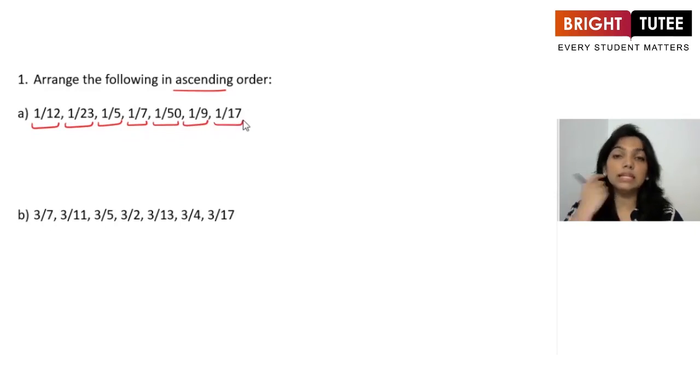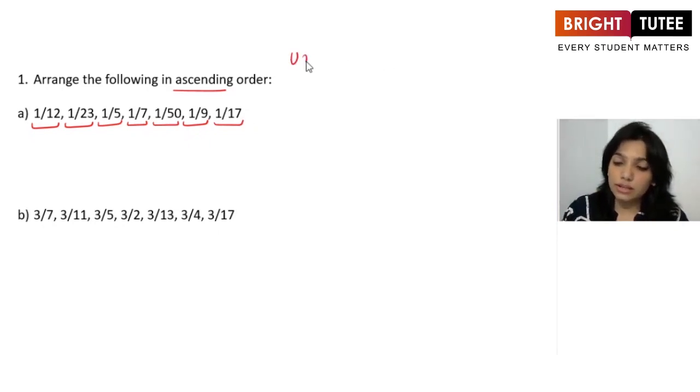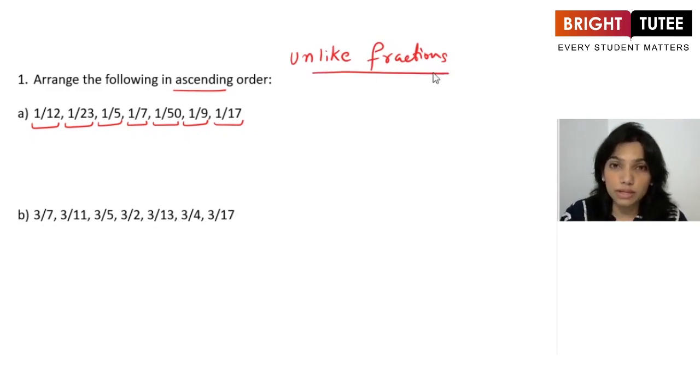1 over 17. So every time you notice that the numerator is 1, so all the numerators that are given to us in these fractions are the same. They are just 1. And clearly what I need you to notice is that the denominators are different. So let us write what these kind of fractions are. These are unlike fractions. Am I right? These are unlike fractions. Why? Because they have got different denominators.